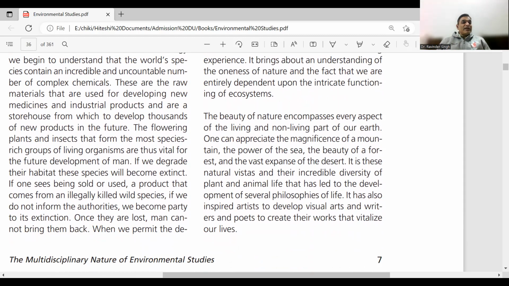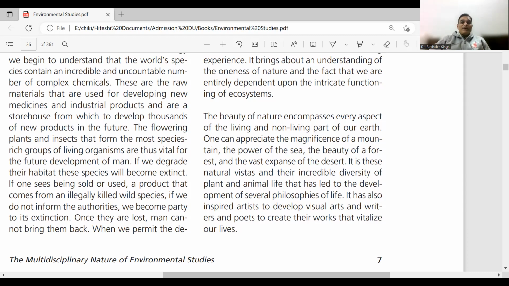If we degrade their habitat, these species will become extinct. If one sees being sold or used a product that comes from an illegally killed wild species, if we do not inform the authorities, we become party to its extinction. Once they are lost, man cannot bring them back.